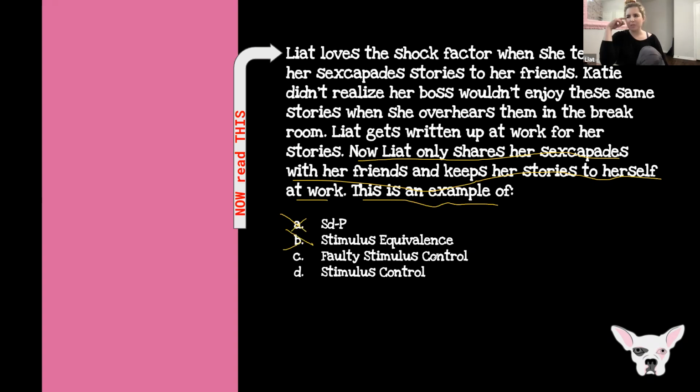I said that faulty stimulus control was about an irrelevant dimension, right? Nope. And stimulus control, I said, I know that's when in the presence of certain things, it's reinforced, and then in the presence of an S delta, it's punished. So my answer would be stimulus control. Right? And I did that and I worked in that order.